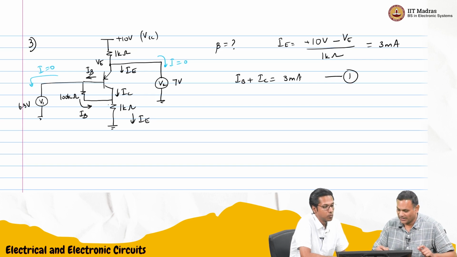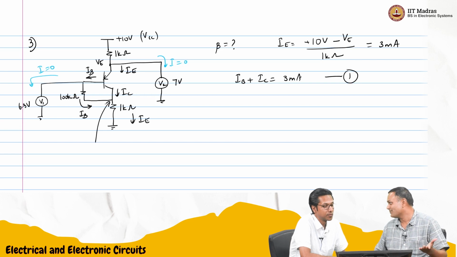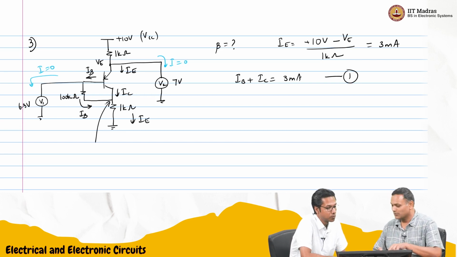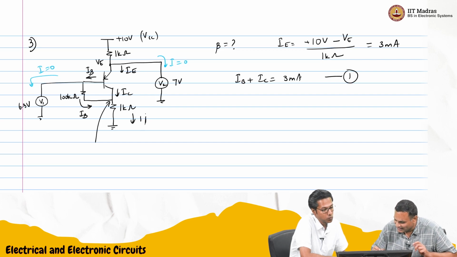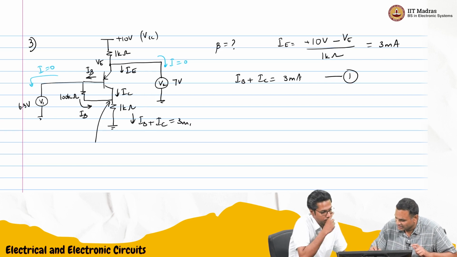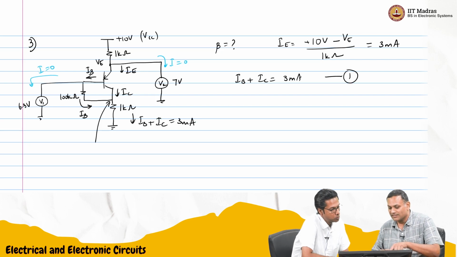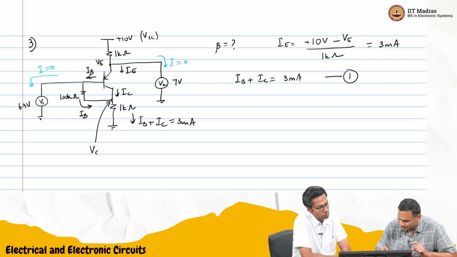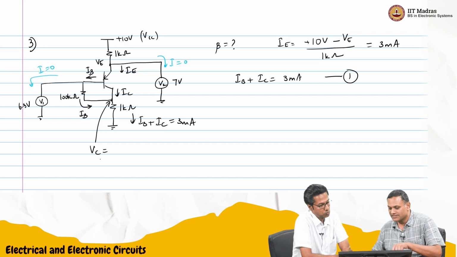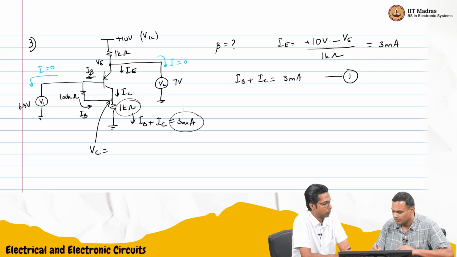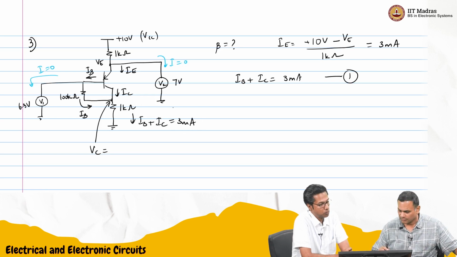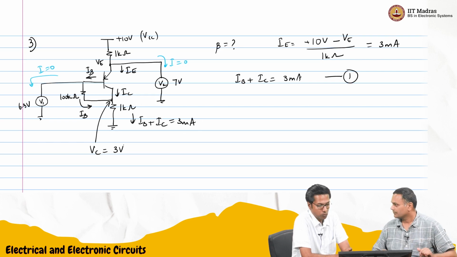So I know that IB plus IC is IE, and that is what flows through this 1 kilo ohm. So I'll just write it as IB plus IC. But we know that this is 3 milliamperes. Which means that this collector voltage, VC, is 0 plus 3 milliampere times 1 kilo ohm, which is 3 volts.